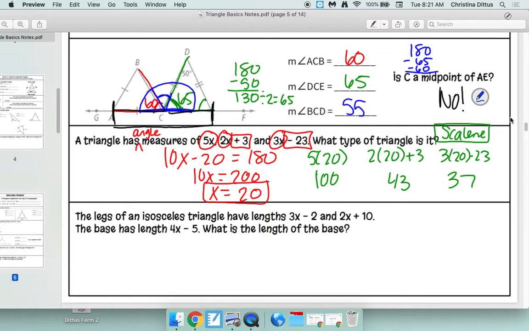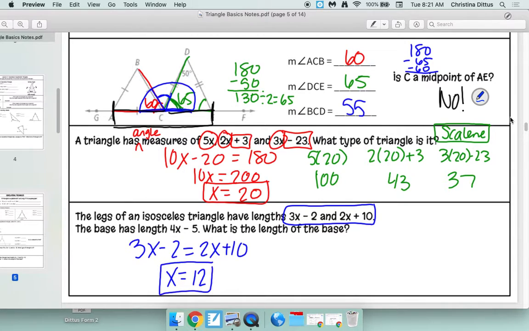Alright, legs of an isosceles, 3x minus 2 and 2x plus 10. What do I know about the legs of an isosceles triangle? They're equal to each other, so what should I do with these two things? Woo! 3x minus 2 equals 2x plus 10. X is what? What? What'd you do? Am I bad? What? Okay. Don't laugh at me. Hey, I make lots of math errors.